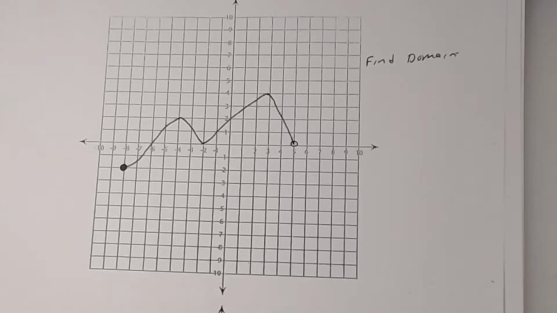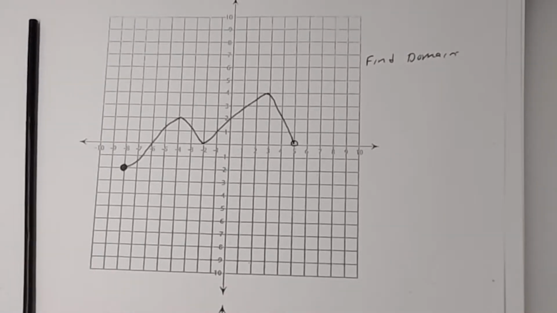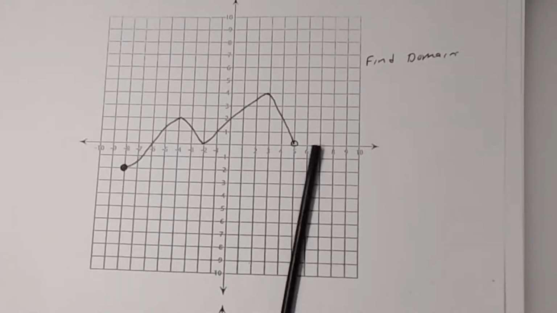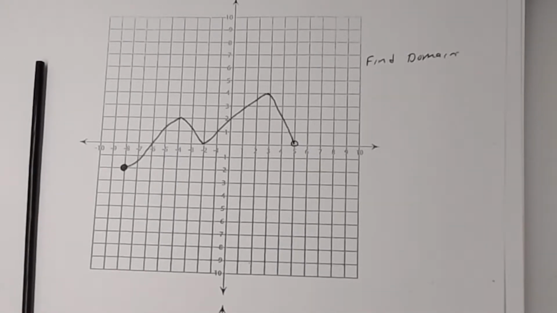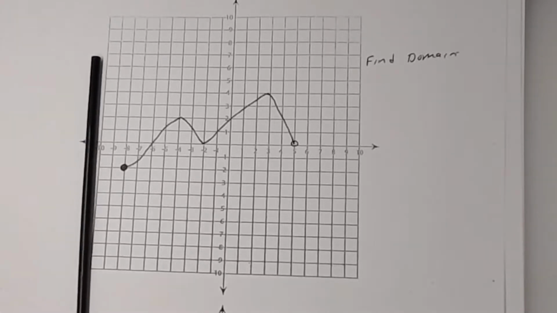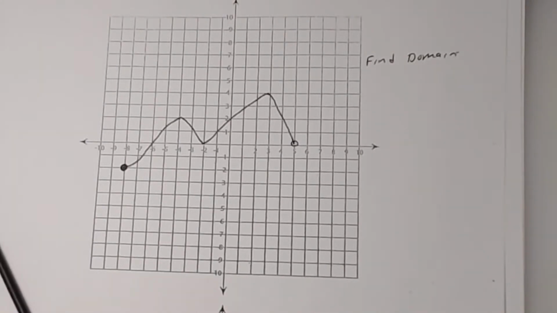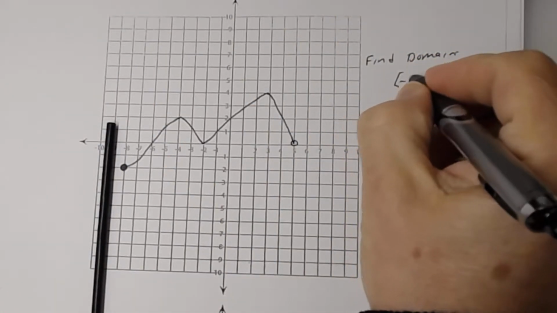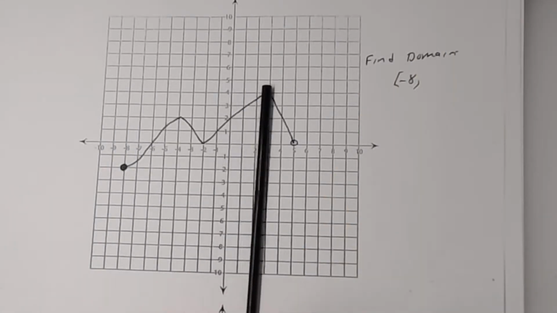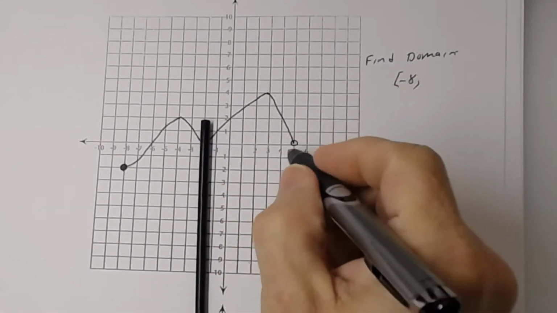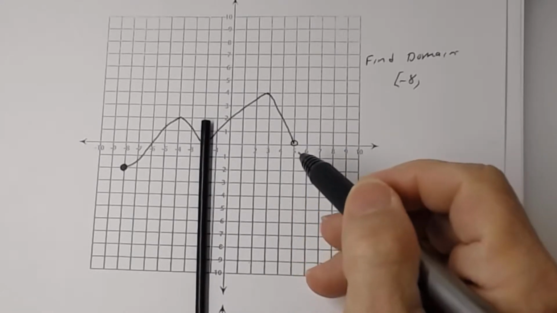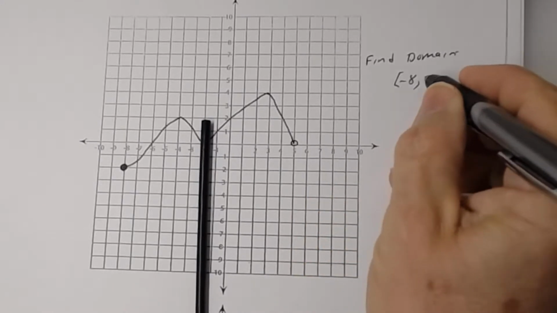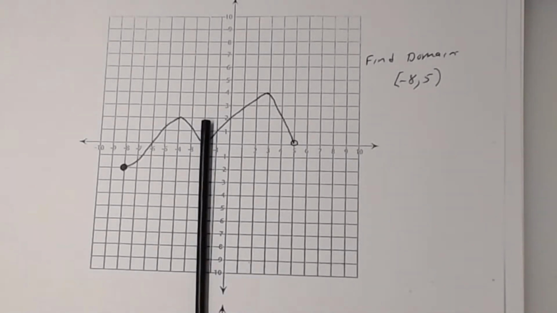So as you go from left to right along the x-axis, there are no arrows in both of these, right? You don't see any arrows. So there's not going to be infinity or negative infinity at all. So you're going to go from bracket -8 because there's a closed circle, comma, all the way to 5 with parentheses because the open circle means that this point is not part of the graph.